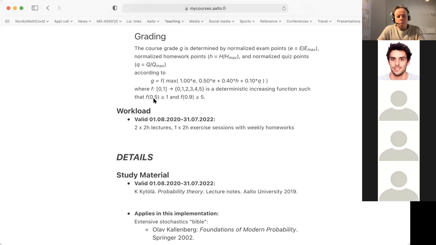And we have some tuning for the function F, depending on how easy or hard the exam turns out. So let me say that these are the boundary conditions. F is a function that is increasing, and if you get 0.5 there, then you get grade 1 at least. Maybe you get grade 1 with fewer points. And for grade 5, it's sufficient to get 0.9 in this formula.